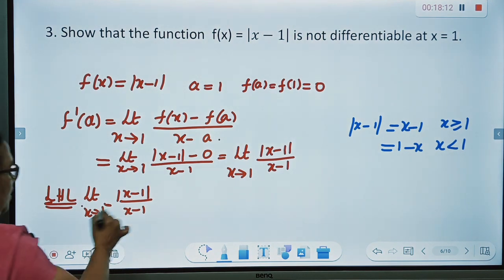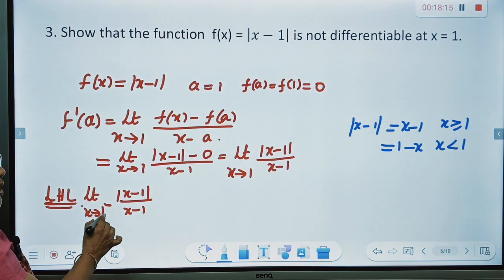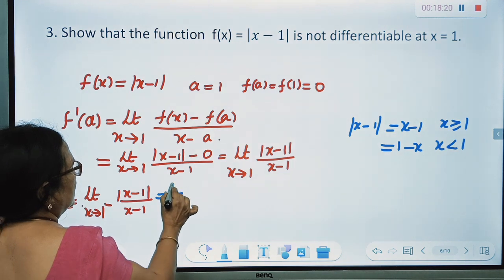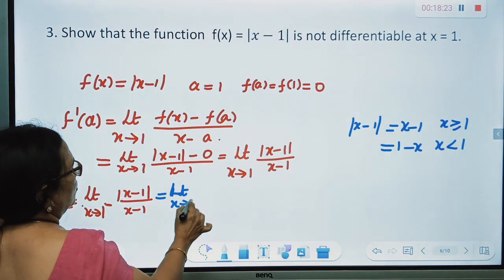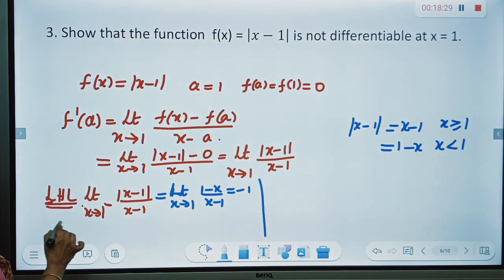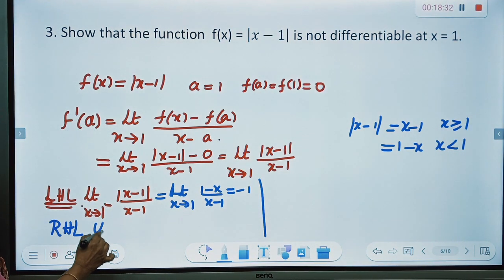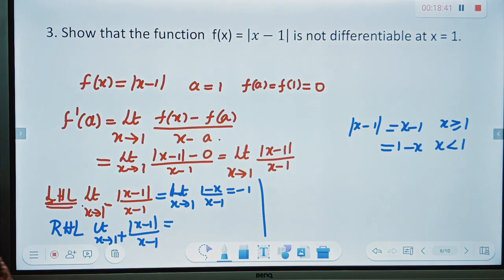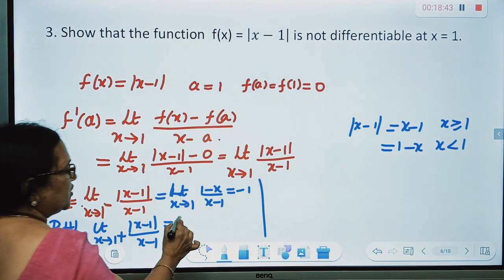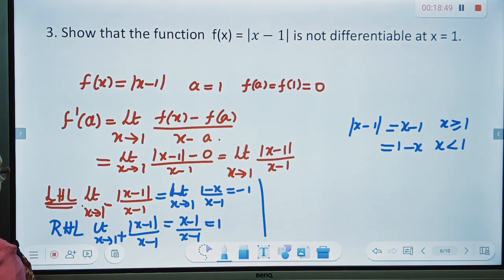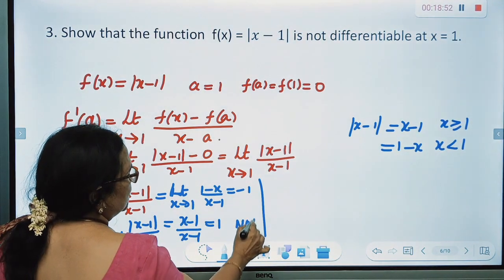Right? So, the left hand limit means x tends to 1 through values lesser than 1. So, when x is lesser than 1, you have limit x tending to 1 of 1 minus x by x minus 1, which is minus 1. The right hand limit will be limit x tends to 1 plus of modulus of x minus 1 by x minus 1, which will be, since x is greater than 1, modulus of x minus 1 is x minus 1. This is 1. Not equal. Therefore, not differentiable.